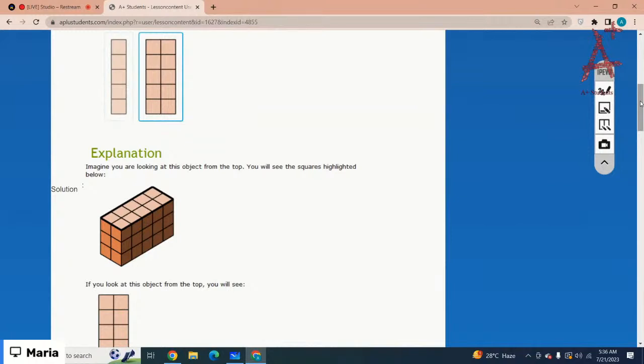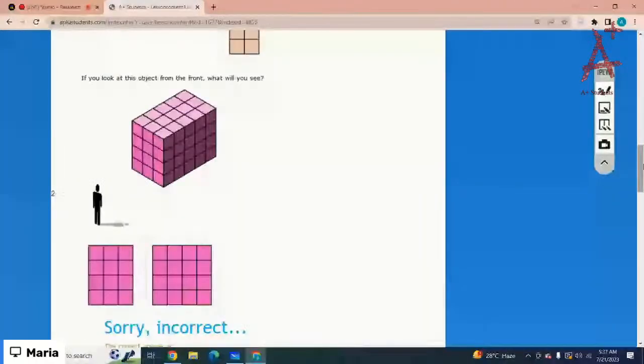If you look at this object in front, what will you see? Like you're standing here, if you see from this side, you can see this one with 1, 2, 3, and 1, 2, 3, 4. So the correct option is this one. Got it?